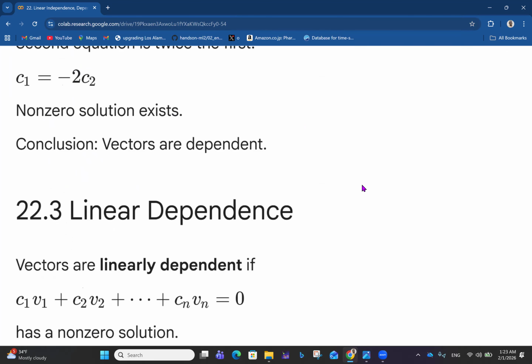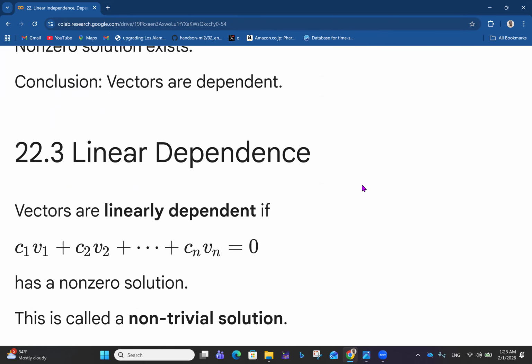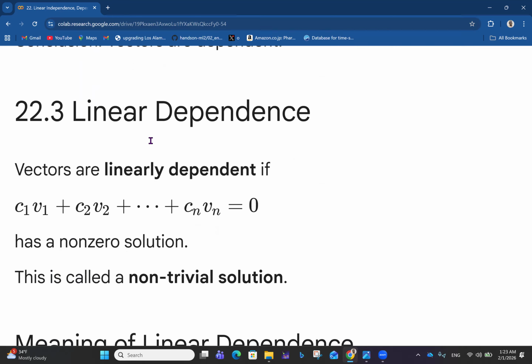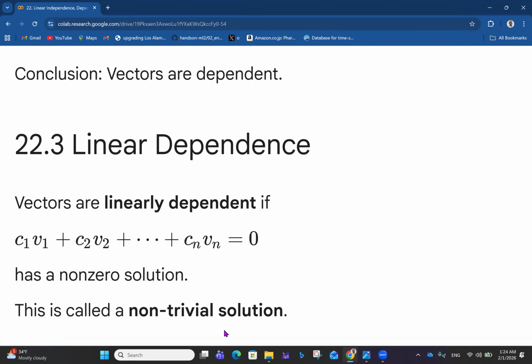So that takes us to the concept of linear dependence. Linear dependence is, of course, the opposite of linear independence. So you can say vectors are linearly dependent if C1V1 plus C2V2 plus all of that up to CnVn equals 0 has a non-zero solution. Like what you have up here, those vectors are linearly dependent. That's why they have non-zero solutions, and that's why you have C1 equals minus 2C2. In that case, this is called a non-trivial solution. A zero solution is a trivial solution. A non-zero solution is called a non-trivial solution.